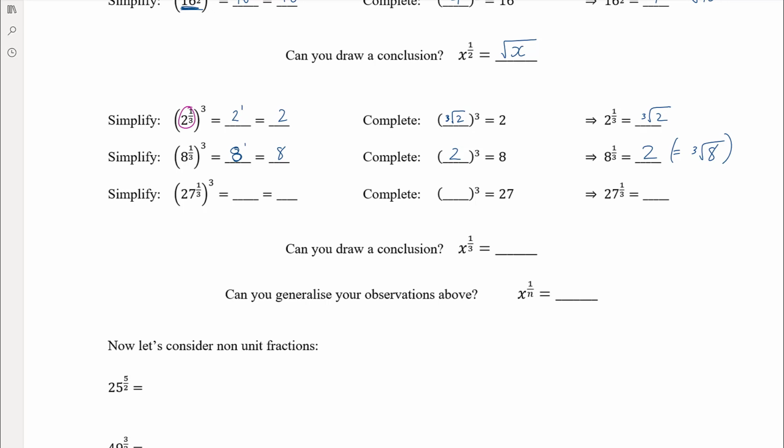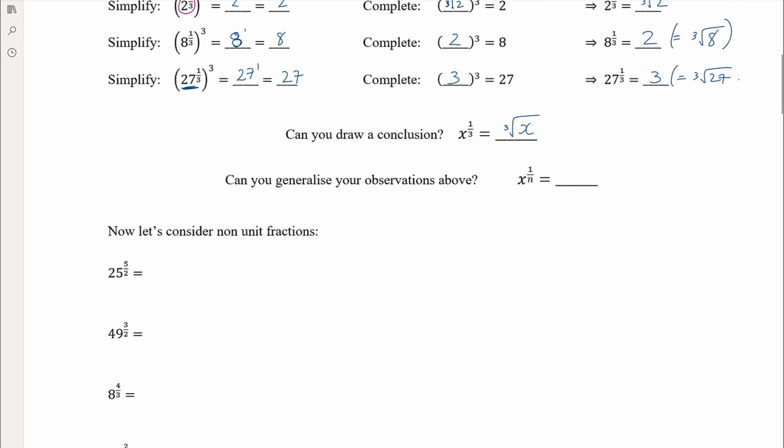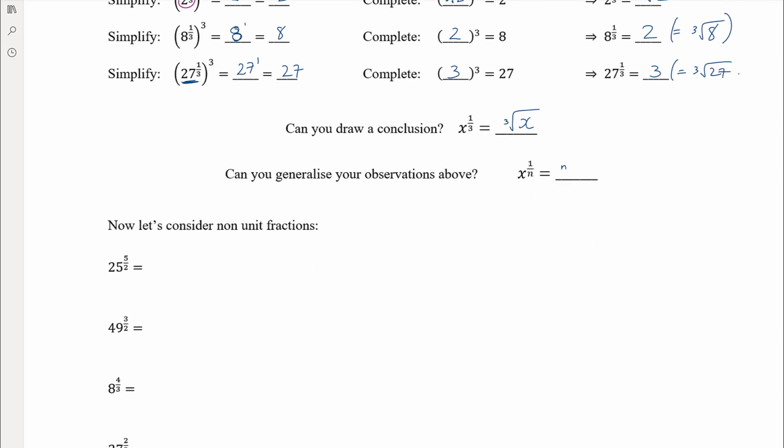Again here, 27 to the power of a third and then cubed is 27 to the power of 1, which is 27. So what we're seeing here is that something cubed gives me 27. We know that 3 cubed is 27, and so therefore that means that 27 to the power of a third must be equal to 3, which is the cube root of 27. So x to the power of a third is the cube root of x. So generally speaking, x to the power of 1 on n is the nth root of x.